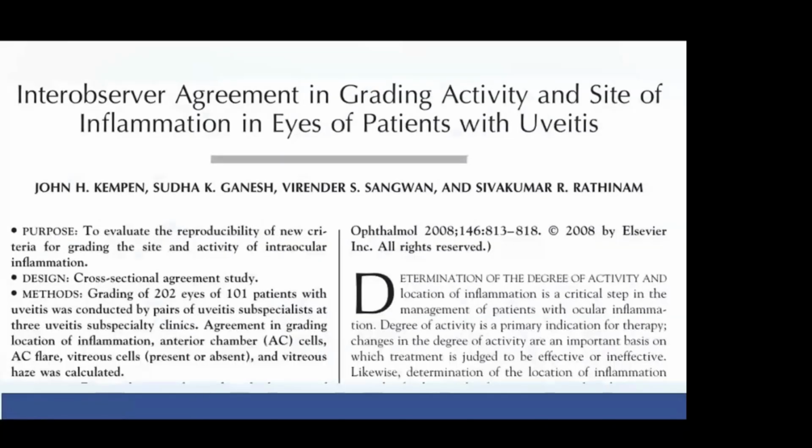So here is a study, the easiest study I ever did, which was completed in 3.5 days, plus the analysis: 1 day with Suda, 1 day with Virander, and 1.5 days with Rothinam. And we just looked at uveitis patients they had collected one after the other with the same equipment. I think we may have not been perfect in that at Shankar Nethralaya, and then we just compared our outcomes.